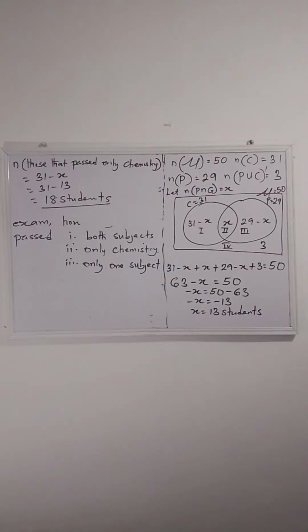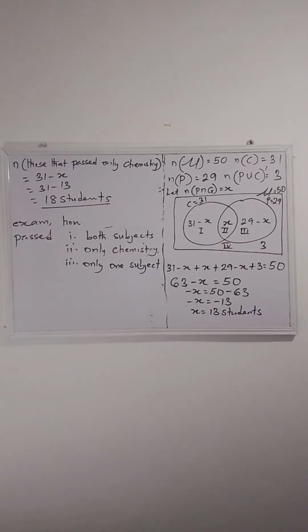Okay, is anybody dropping an answer? How many students passed only one subject? Okay, Uba said 34 students. 34 students, okay. Appreciate that. You are now putting units. Okay, Alabede, 34 students.